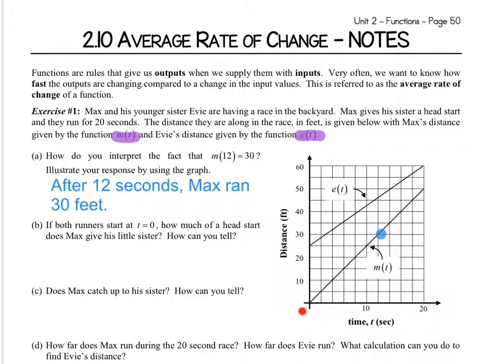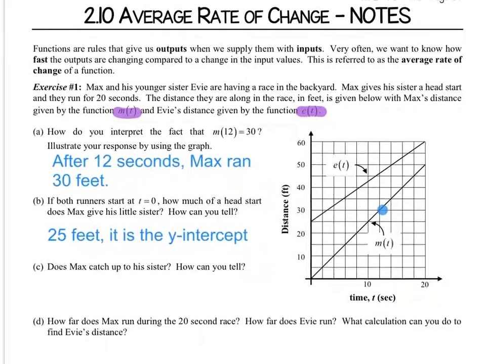So as we can see here, Max starts at a distance of 0 feet, so he hasn't traveled far at all. He hasn't moved. But look here. Evie does not start at 0. She actually starts at 25 feet. That is her initial value. So how much of a head start did Max give his little sister? That would be 25 feet. And we know this because it is the y-intercept.